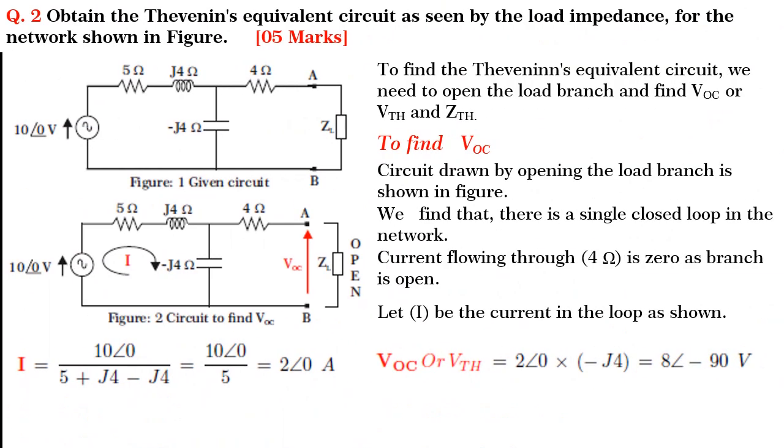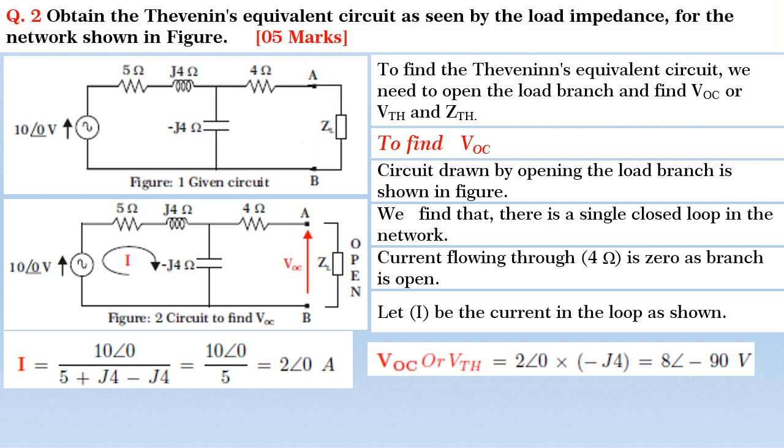Friends, next we shall solve question 2, in which we are required to obtain the Thevenin's equivalent circuit as seen by the load impedance for the network shown in figure. To find the Thevenin's equivalent circuit, we need to open the load branch and find VOC or VThevenin and ZThevenin. To find VOC, the circuit drawn by opening the load branch is shown in figure.